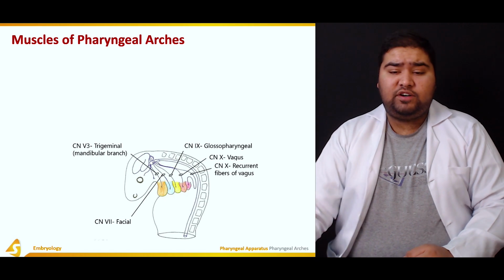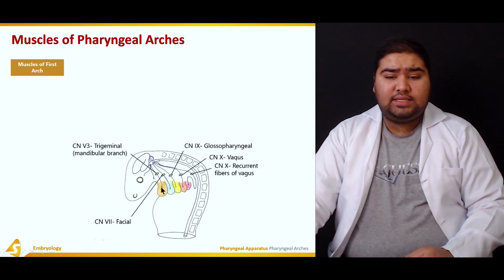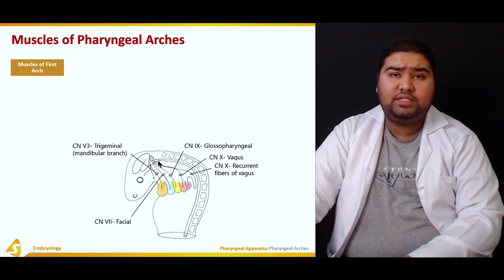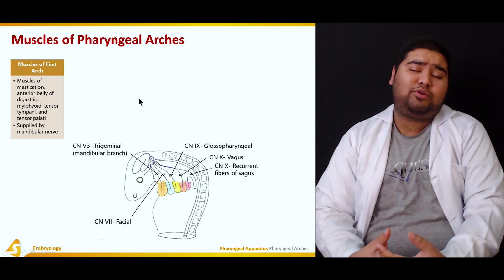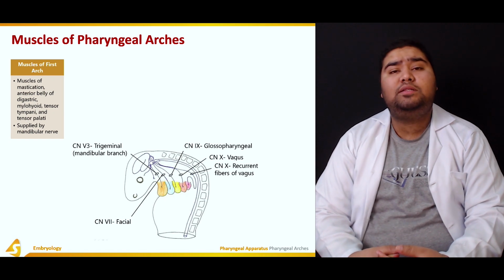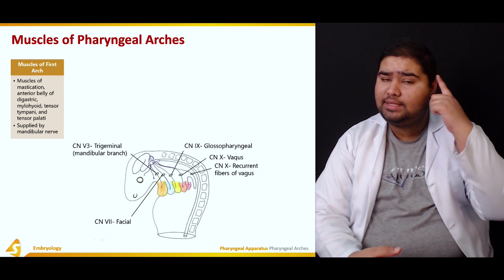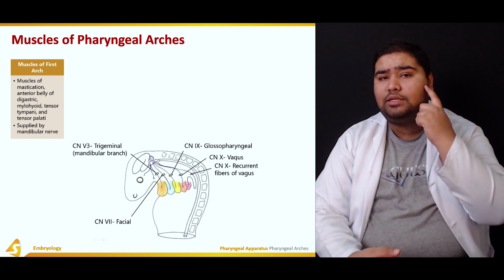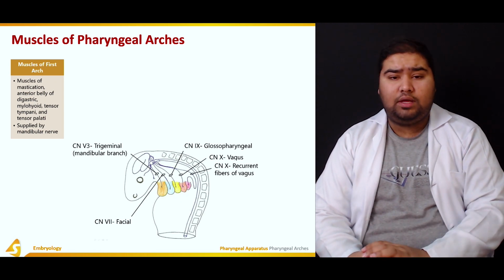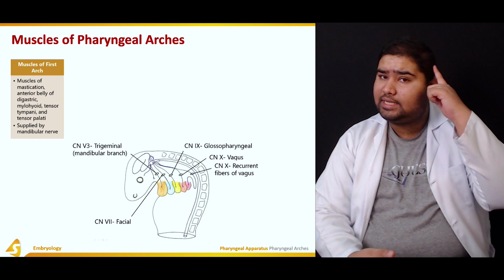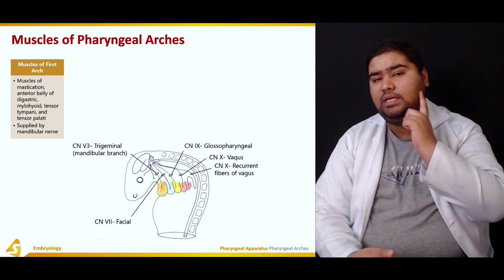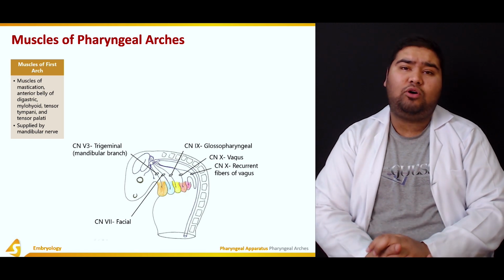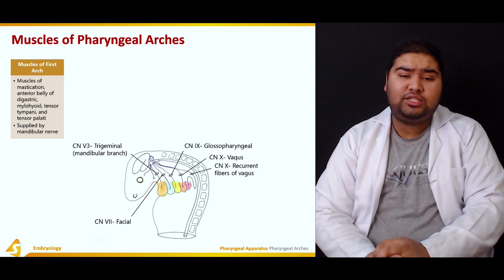So muscles of the first arch. This in orange is the first arch. Muscles of the first arch include the muscles of mastication. Mastication is the process of chewing. There are four muscles of mastication: the temporalis, the masseter, the lateral pterygoid, and the medial pterygoid. Four muscles, all of which are derived from the first pharyngeal arch.